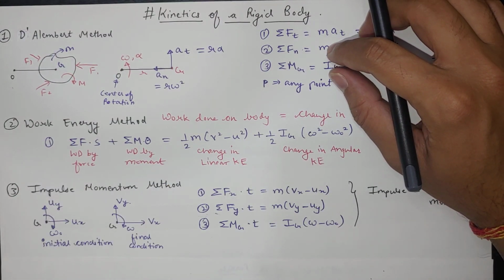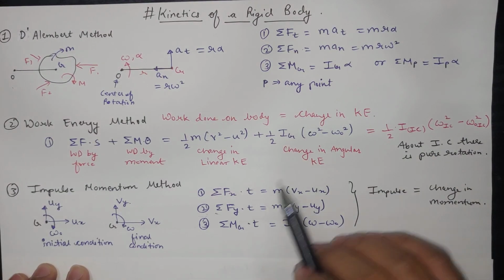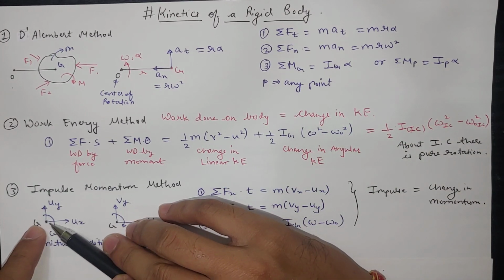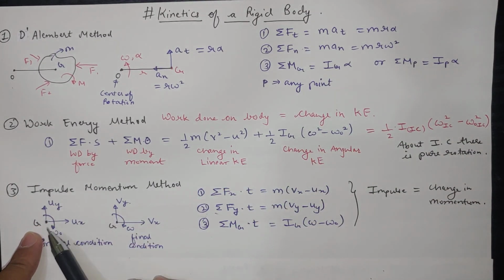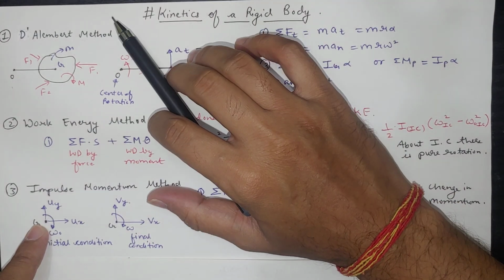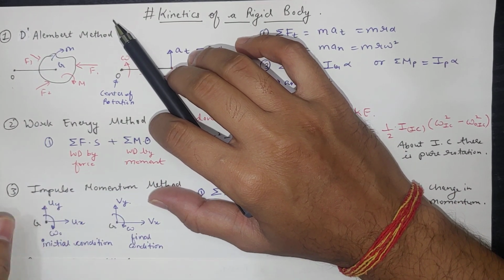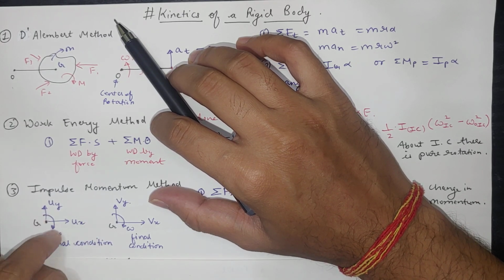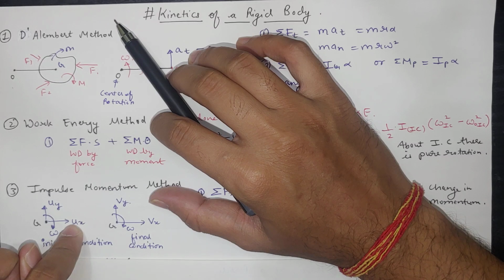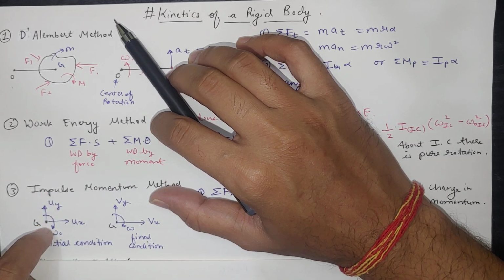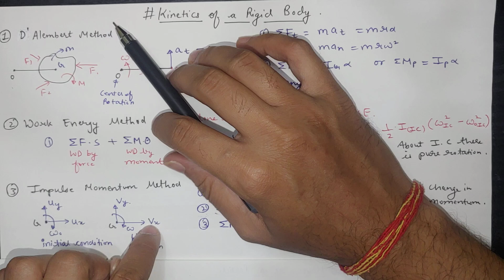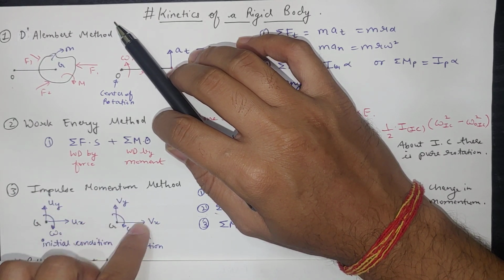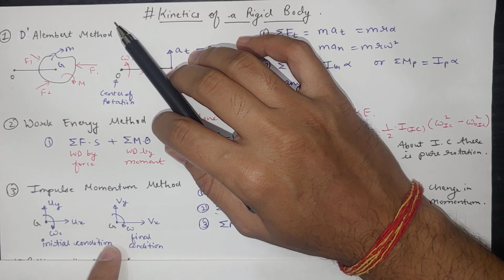The third method is the impulse momentum method. It is the same as the simple particle method, but in the x and y directions we have to separate. Let's consider a body represented by the G point. It has initial velocity ux in the x direction and uy in the y direction, and initial angular velocity omega naught. So the initial condition is given: it is rotating with omega naught, ux is the linear velocity in the x direction, and uy is the linear velocity in the y direction. The final condition is vx, vy and omega. So these three velocities change from the initial condition to the final condition, and we represent the body by G.